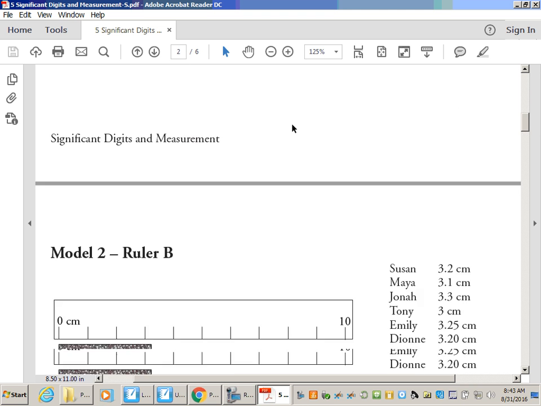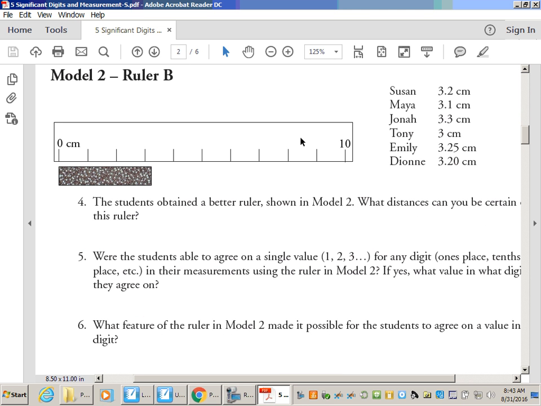But let's look at the next ruler. A bit better, right? So we are certain of every integer between 0 and 10. So it's a much better ruler, because there's more graduations or markings on it. What do you see over here? It's more of a constant measurement. There's more agreement that it's at least 3 centimeters.